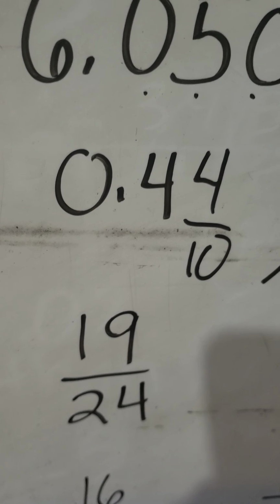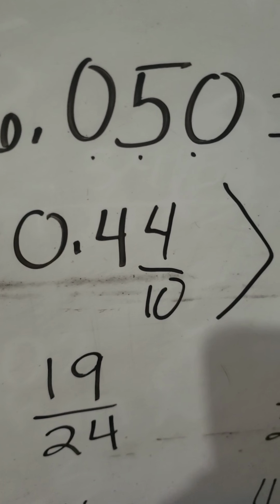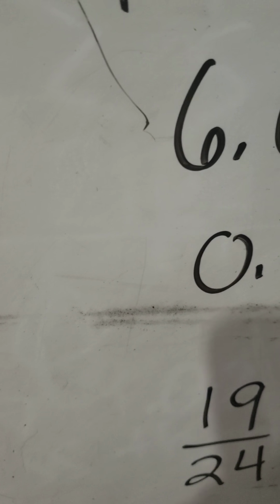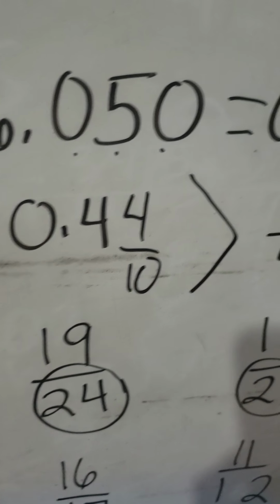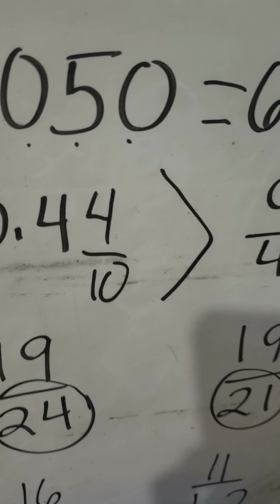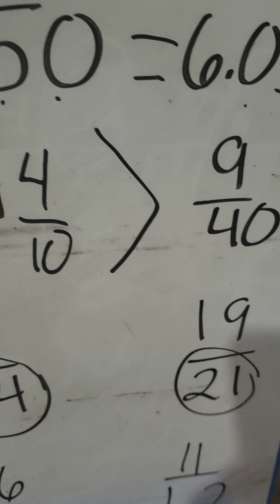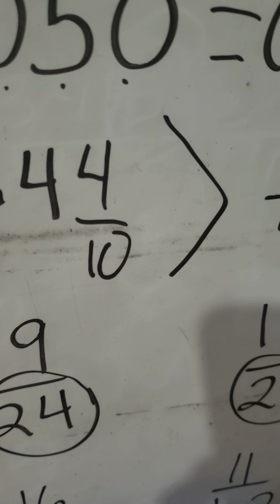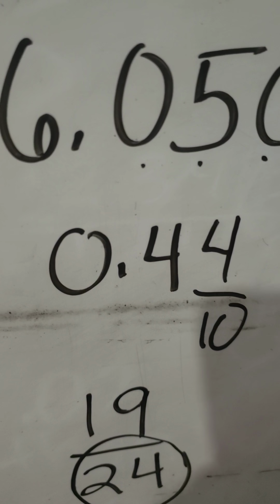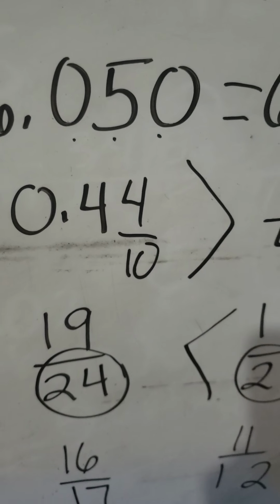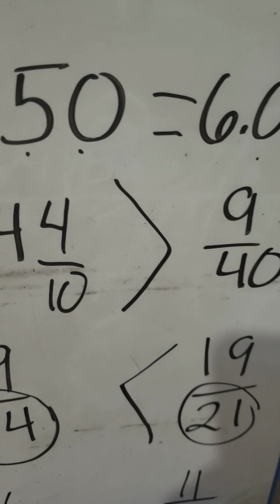The next one is 19/24 and 19/21. The numerators are both the same. So really we're thinking of, is 24 or is 21 the bigger fraction part? The fewer parts that we have, the bigger the pieces. So 21 has fewer parts, so the pieces are going to be bigger. So 19/21 is going to be the larger fraction. So 19/24 is less than 19/21.